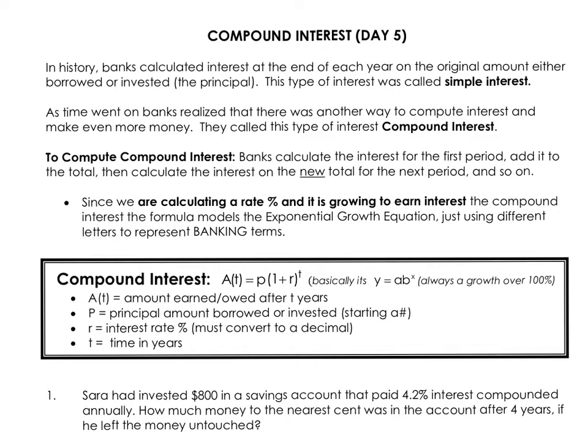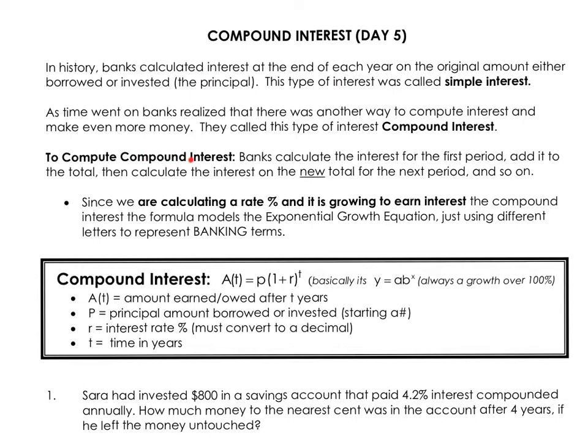So in history, banks calculated interest at the end of each year on the original amount either borrowed or invested, the principal amount. This type of interest was called simple interest. As time went on, banks realized that there was another way to compute interest and make even more money. They called this type of interest compound interest.